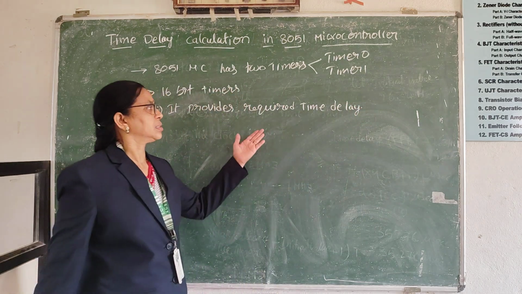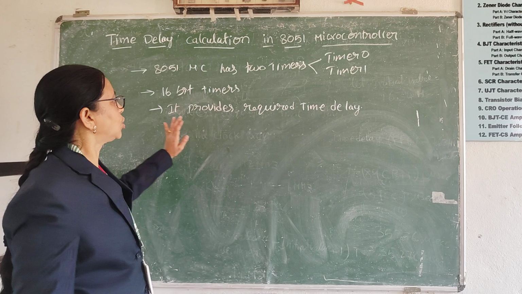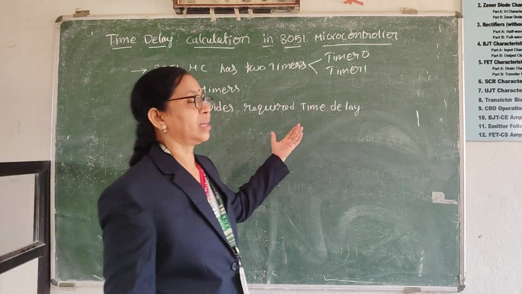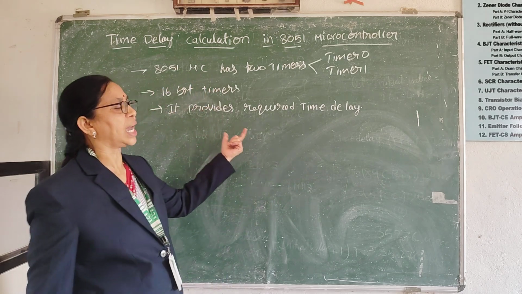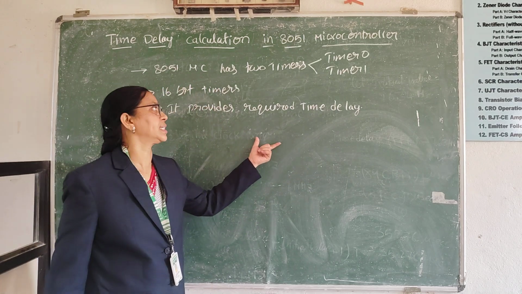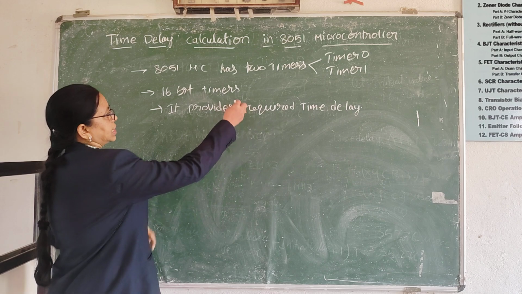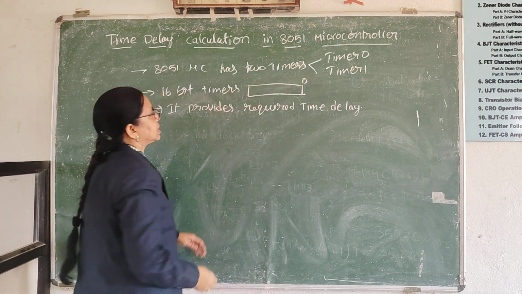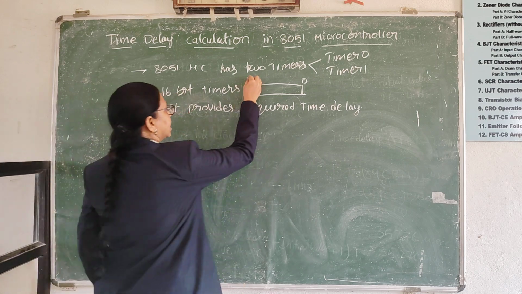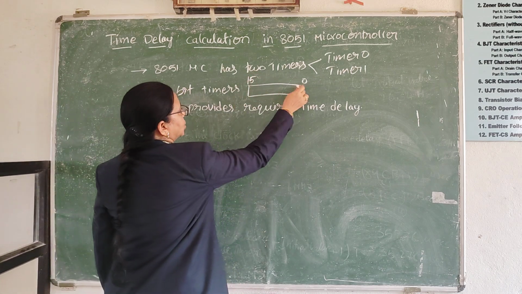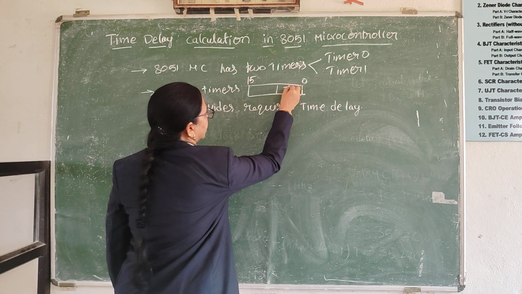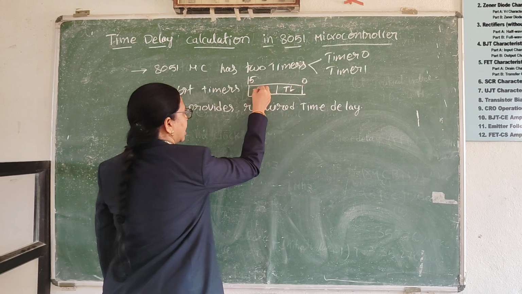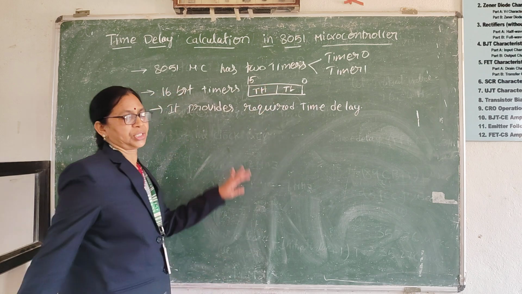They provide the required time delay for some applications. How to provide a time delay and how to calculate the required time delay will be discussed here. These are 16-bit timers, and they have 16-bit registers, 0 to 15. The lower byte is called TL, and the higher byte is called TH.